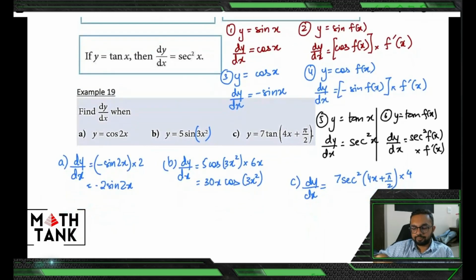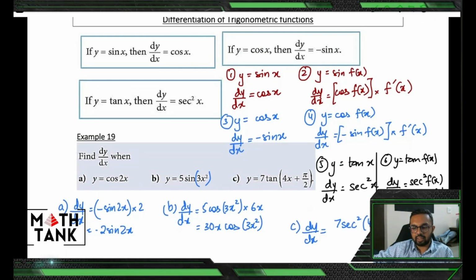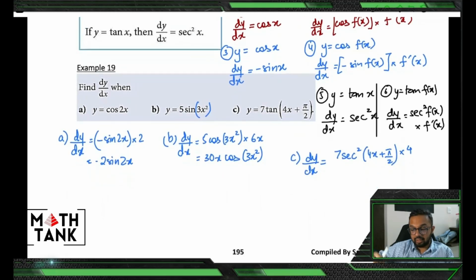Okay, then it's not necessary to have the angle as x. You can have angles as f of x. So these are all the rules in front of you. I multiply with the differential of the angle. Things can get more complicated.